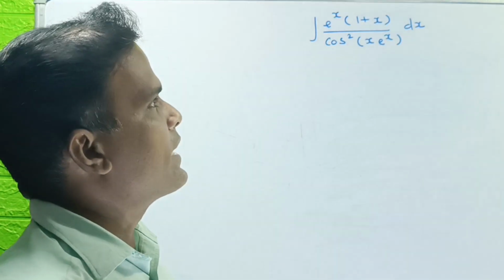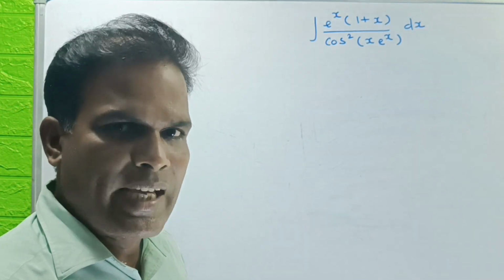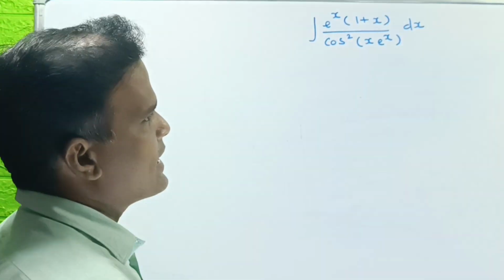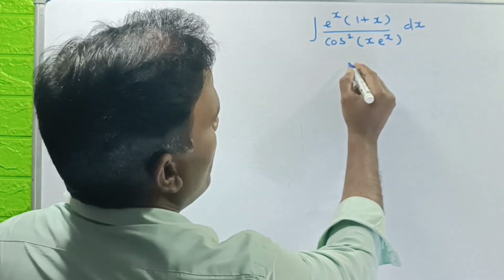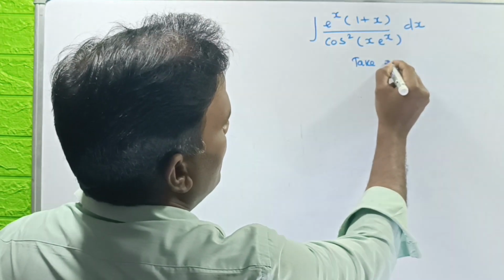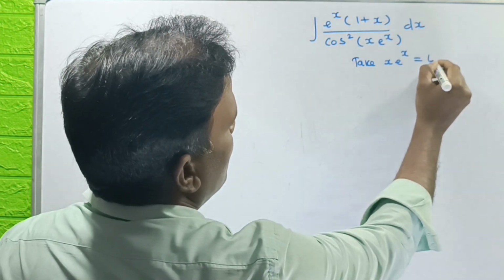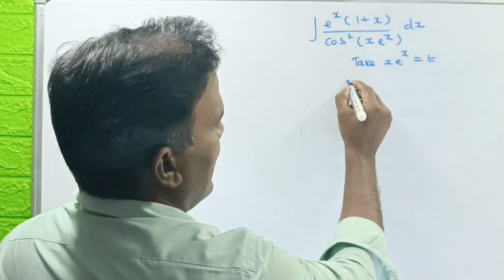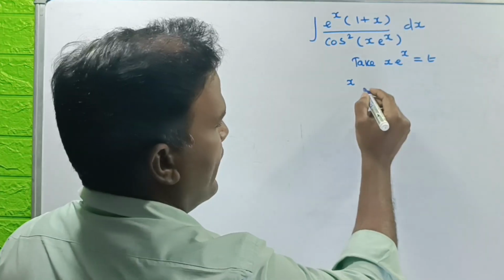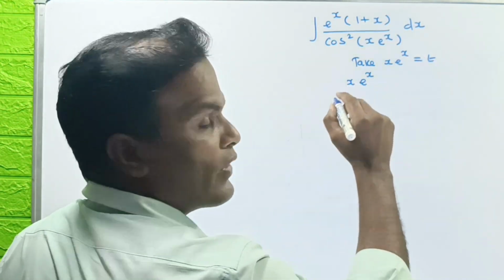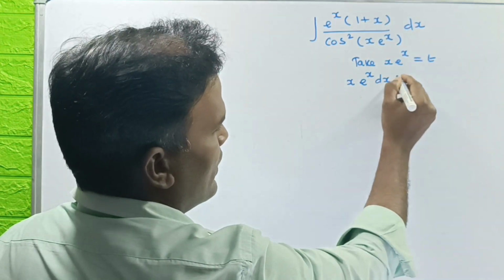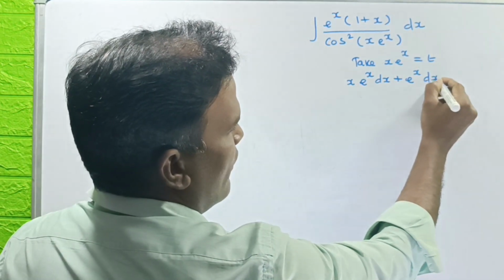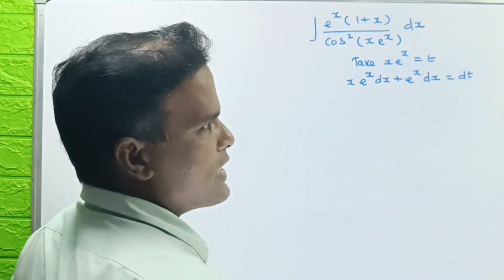Students, see this problem. Integral e power x into 1 plus x by cos square x e power x dx. Now take x e power x equal to t. Now differentiate on both the sides. On the left hand side, apply the UV method. So x into differentiation of e power x is e power x, plus keep the e power x as it is and differentiate x, so you will get dx, which is equal to differentiation of t, that is dt.